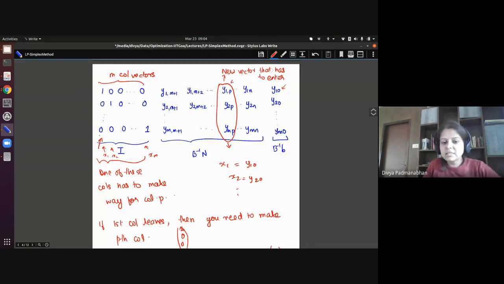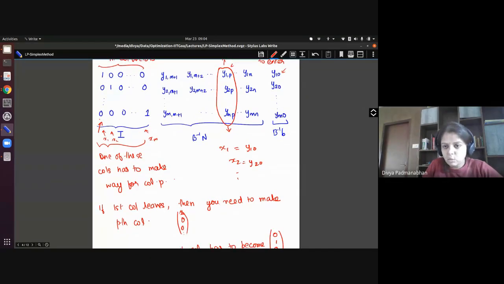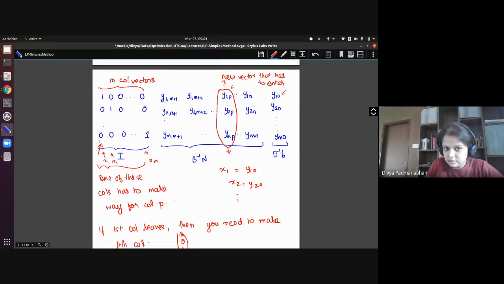Because Simplex always maintains this as the identity, now what you have to do is, for the pth column, instead of this y1p, y2p, and so on up to ymp, you need to make it 1000. Because this is coming in place of the first column.